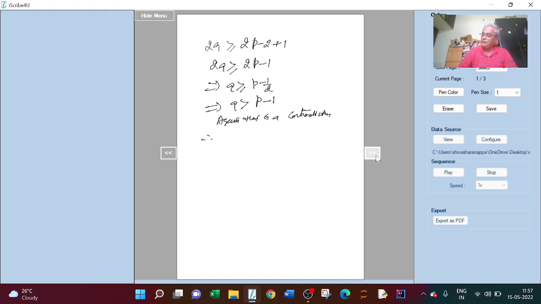So therefore, T has at least 2 end vertices. That is, every tree has at least 2 end vertices. Okay, thank you. I will stop here.